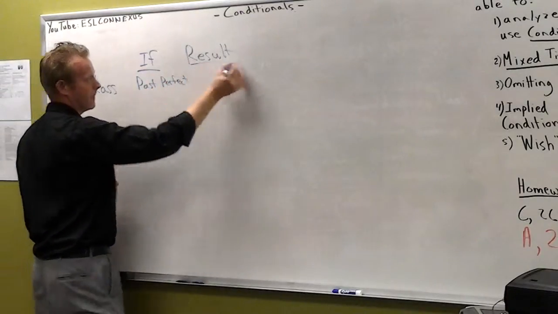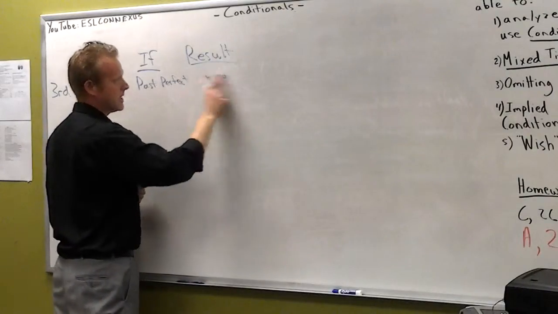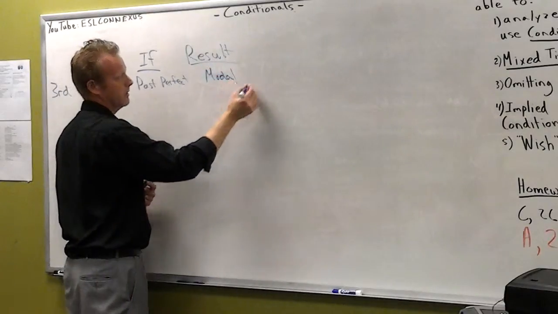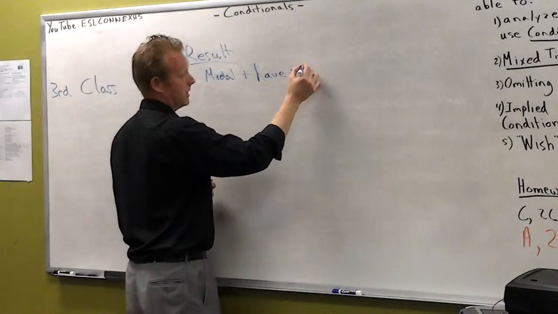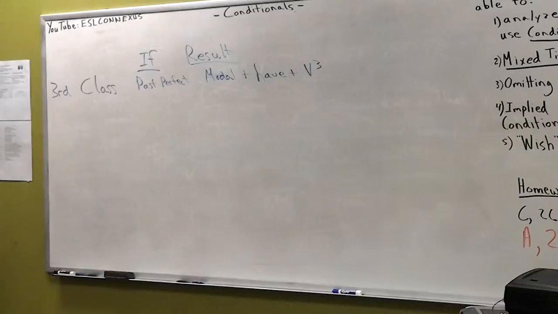Over here, what's the formula? Would have. Modal plus have plus verb 3, V3. All right, somebody give me one. Can somebody give me a third-class condition? By the way, is it opposing the truth or is it with the truth? Is it real or unreal? Unreal. Good.